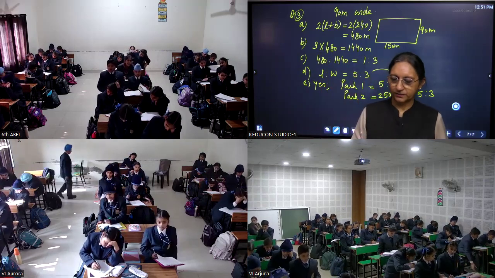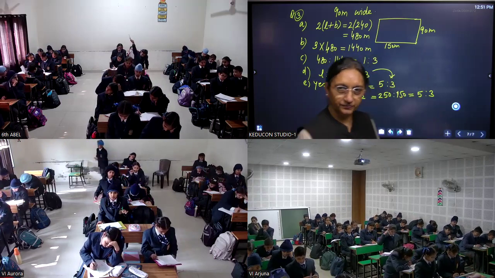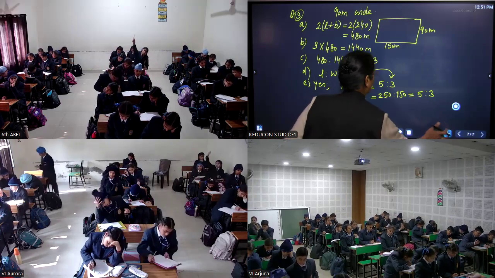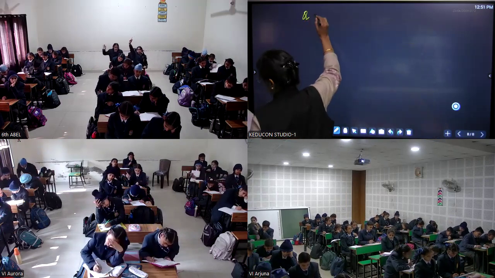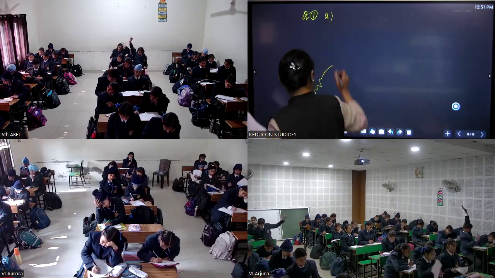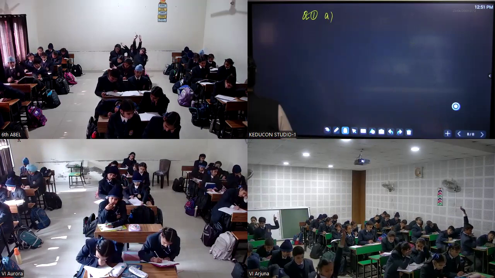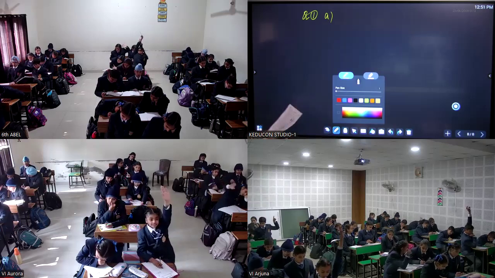First is number of circles to the number of triangles. You have to write the ratio of them. Please count it fast. First question subjective we are going to do. A part, number of circles to the number of triangles.